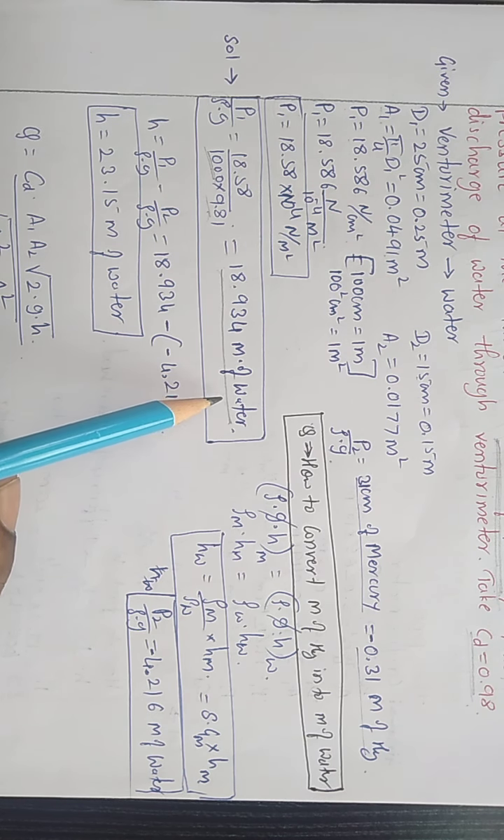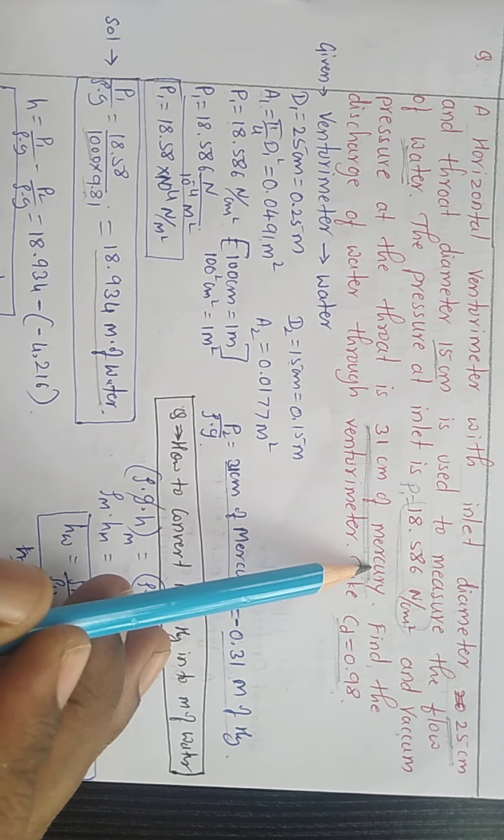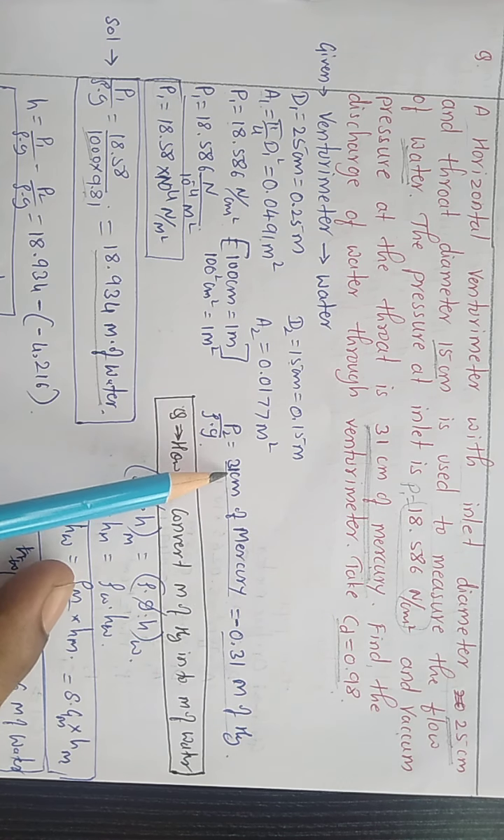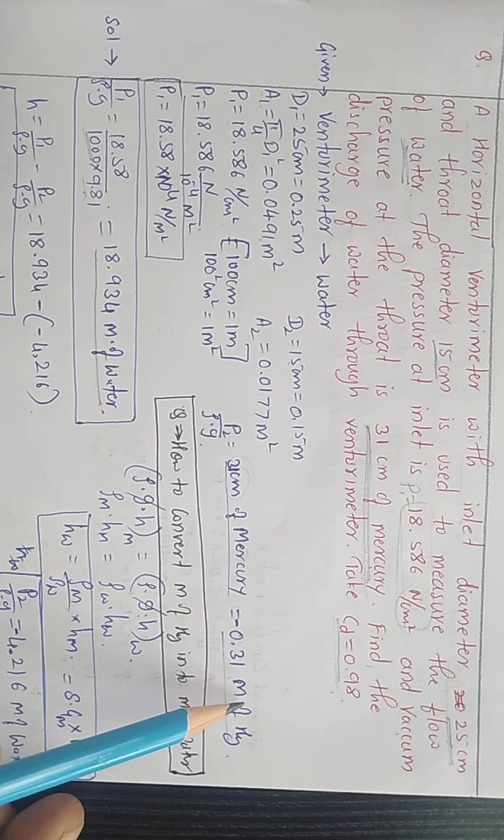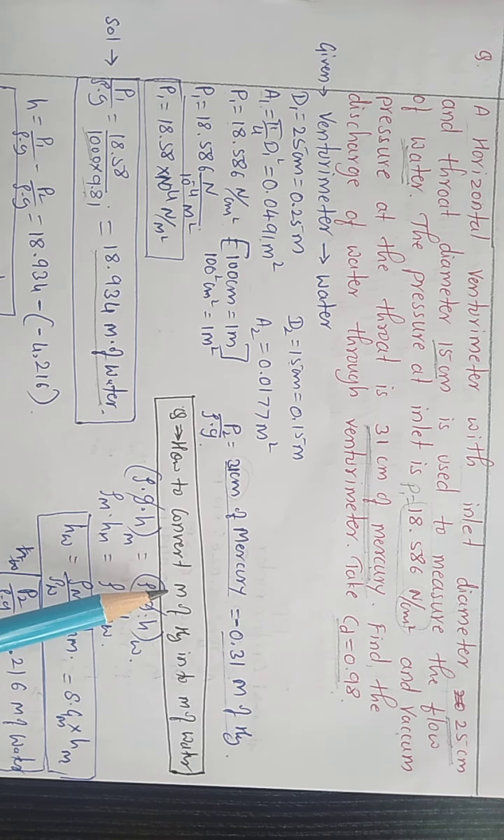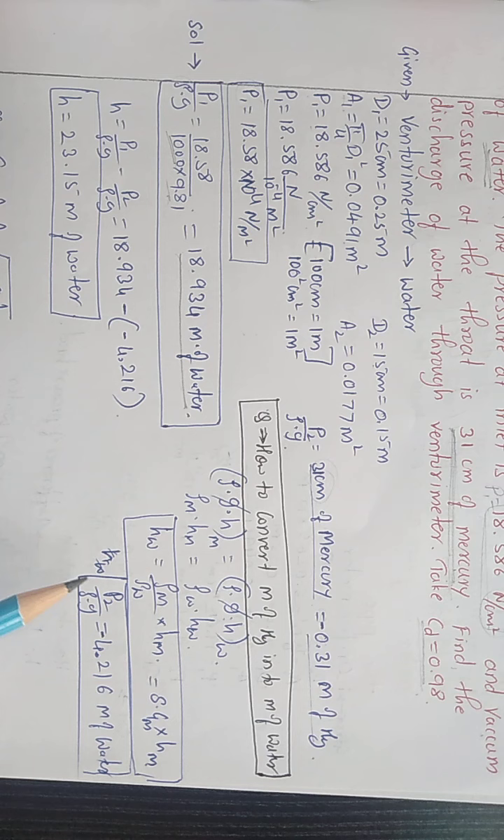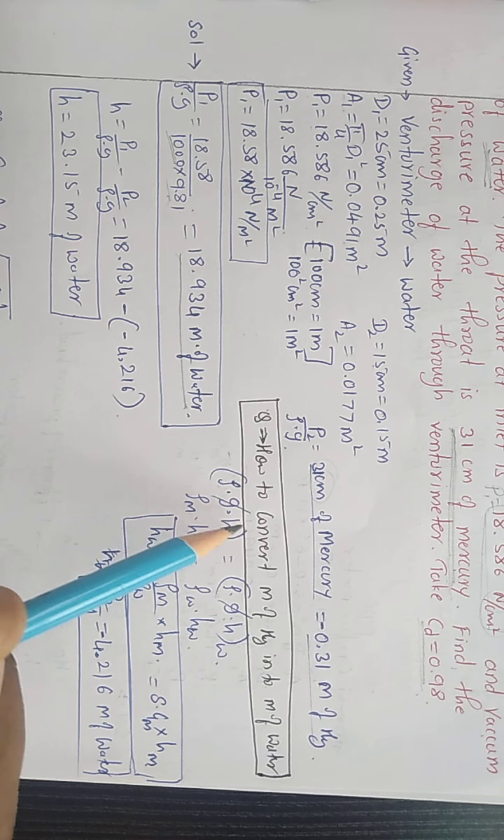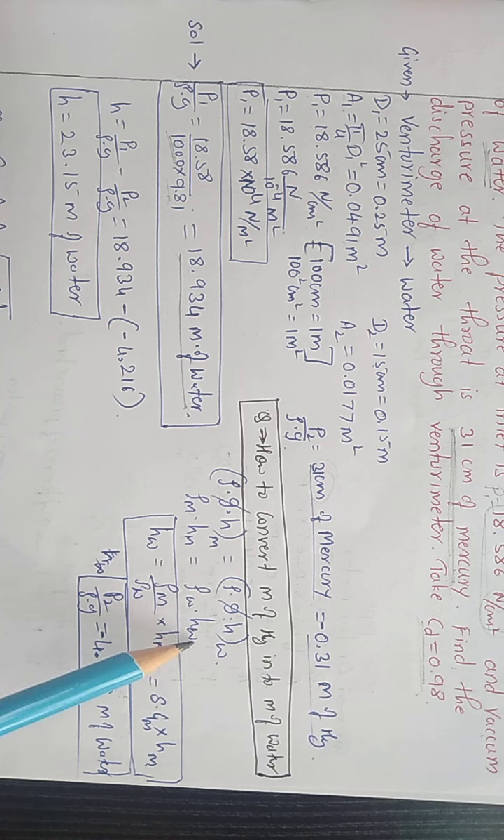Now he has already given us the pressure head at the throat, but it is in terms of mercury: 31 centimeter of mercury. Convert this 31 centimeter into meter, so it is 0.31 meter of Hg. Now how to convert meter of Hg into meter of water head? Very simple. Just for understanding purposes I have written this; otherwise you can remember the final expression. Rho g h of mercury is equal to rho g h of water, so g gets cancelled. Rho and h of mercury is equal to rho and h of water.